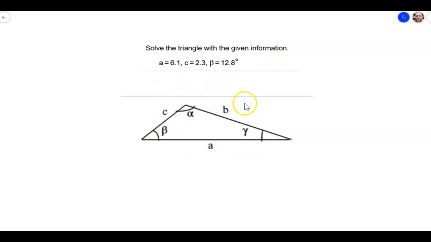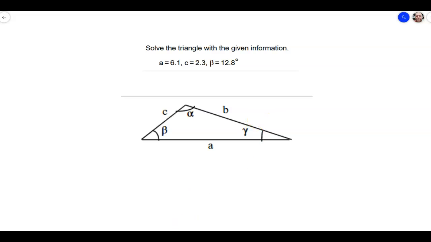This is number 2, and it says solve the triangle with the given information here. So they have a triangle here, 3 sides, A, B, and C, and 3 angles, alpha, beta, and gamma. I like to use capital A, capital B, and capital C. They're using the Greek letters. Alpha is the first letter in the Greek alphabet, beta is the second letter, and gamma is the third letter. You can use either of the sets, either capital A, capital B, capital C, or alpha, beta, and gamma. It's really kind of the same thing.